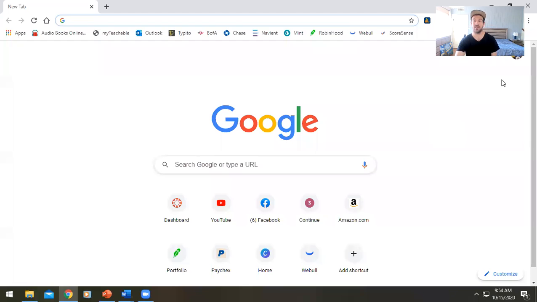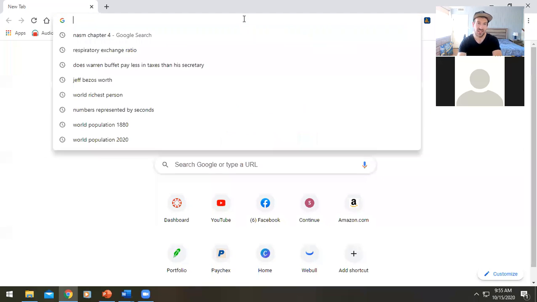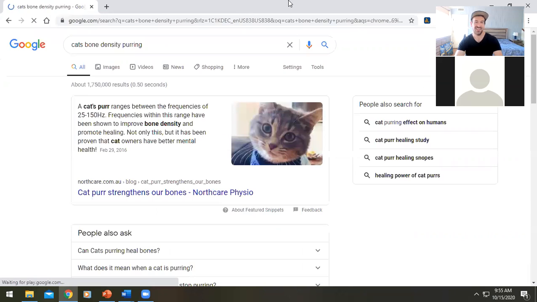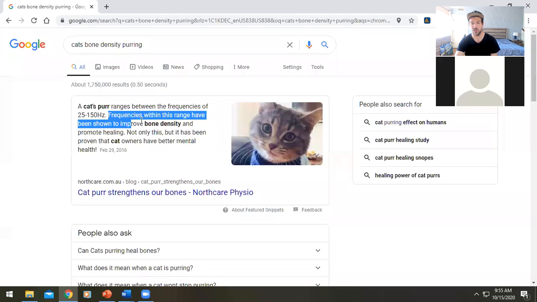So you guys know how much I love to use cats, just because I think they're one of the coolest animals out there biologically. We're going to do another cat analogy here. Cats have some of the fastest repairing bones in the animal kingdom. Cats, bone density, purring. This is what's kind of weird, and they have looked into this research. Cats purring is at a frequency somewhere between 25 and 150 hertz. And here's what's really cool: frequencies within this range have been shown to improve bone density and promote healing.